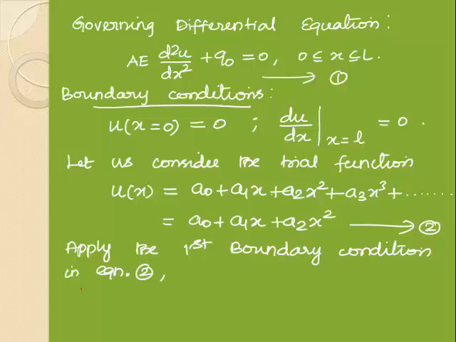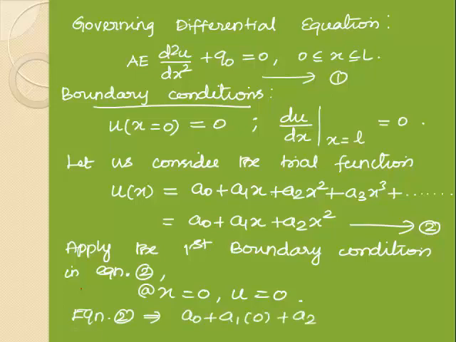By applying the first boundary condition, that is, when we substitute the value of x as 0, at x is equal to 0, the displacement will be 0. So equation 2 becomes a0 plus a1 into 0 plus a2 into 0 is equal to u equal to 0. So a0 will be 0 when we apply the first boundary condition.